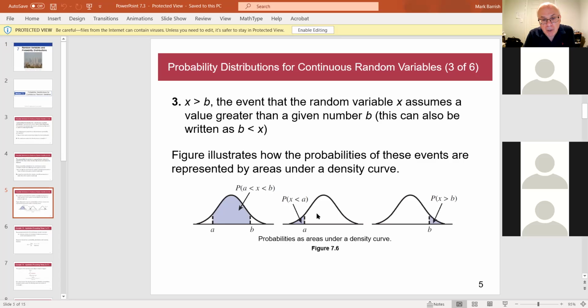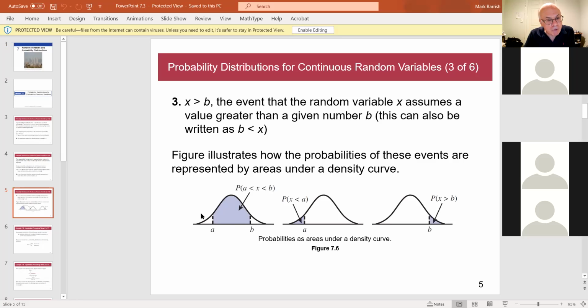Okay? Not equal to any value. It's equal to 0. So with probabilities for these continuous random variables, we always calculate probabilities for an interval, either between 2 numbers, for less than the number or greater than the number. These are the 3 possibilities. All right. Any questions about that?